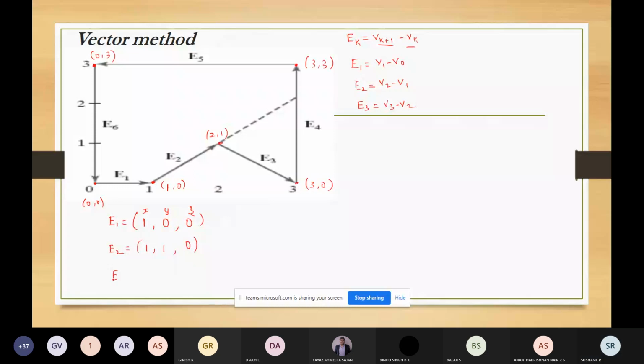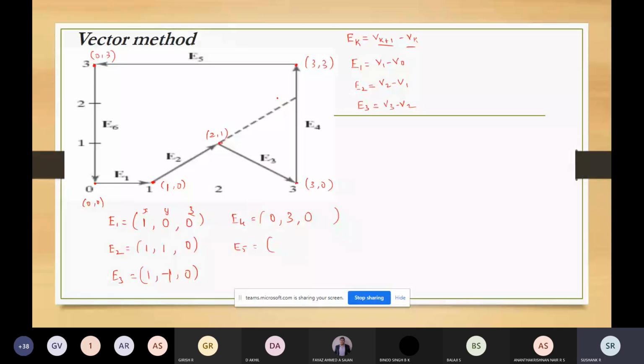E3 will be E3 minus E2. So it is 3 minus 2, which will be 1. Again, 0 minus 1 will be minus 1, 0. Similarly, you can find out E4: 3 minus 3, 0; 3 minus 0, 3. Z component will be 0.